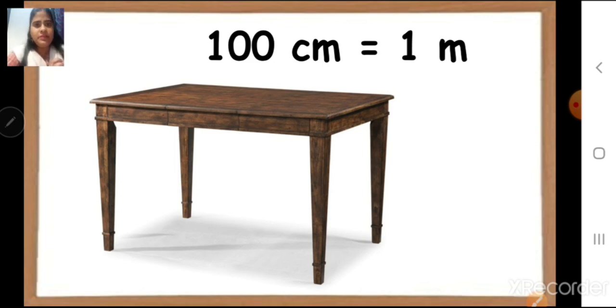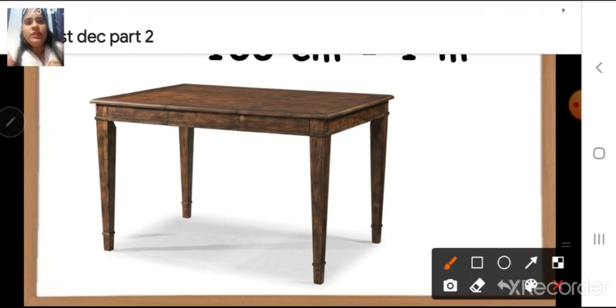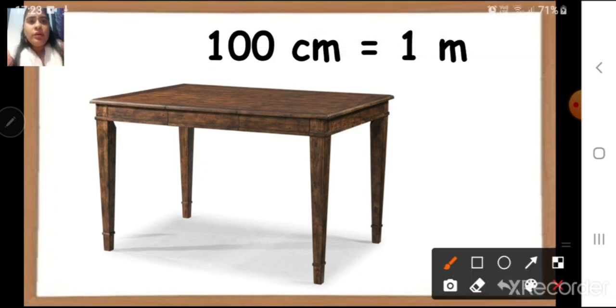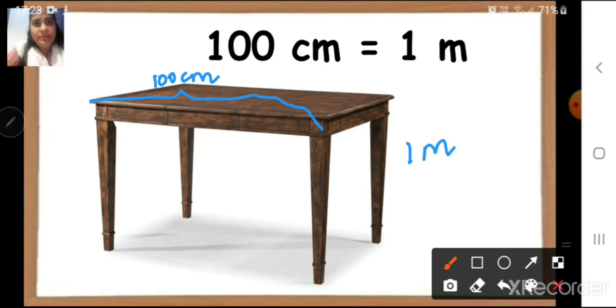Now look at this example. Here what do we have? A table. Okay, I want to measure the length of the table. So when I measured from here till here, it is 100 centimeter. Now instead of writing 100 centimeter, I can also say that it is equal to 1 meter, because 100 centimeter is equal to 1 meter.